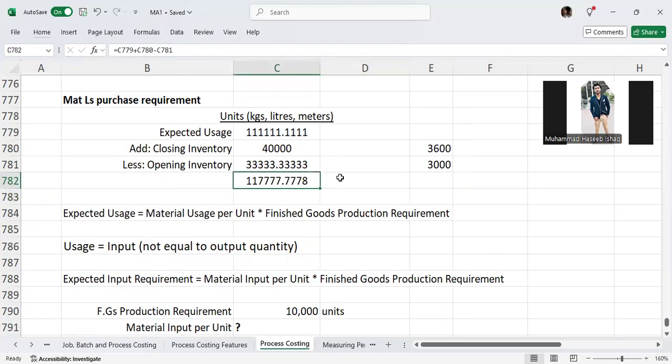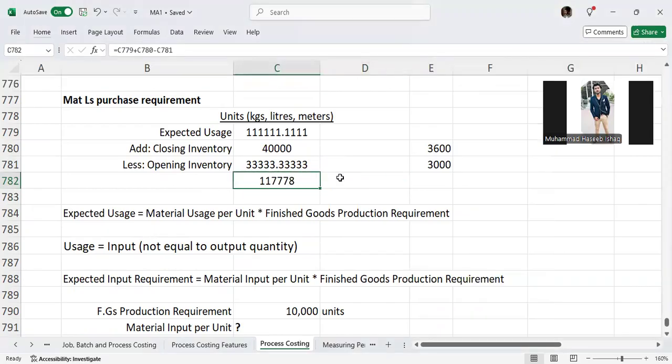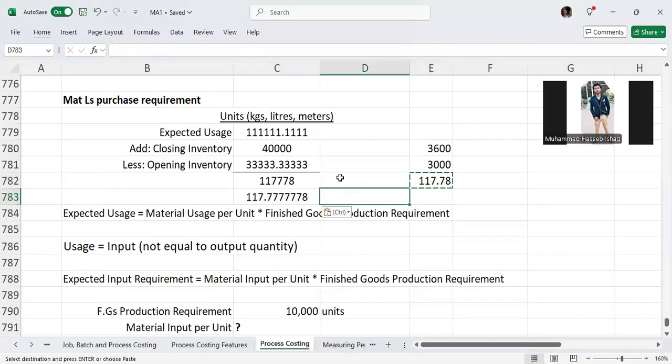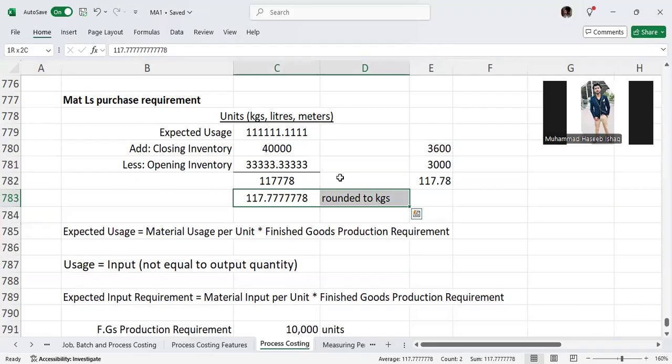This is a very long figure. I can just make it a bit easier to understand. It is 117,778 grams. So you can round it off to kgs. Obviously, the business would be purchasing in kgs. So divided by 1,000. So this is the final answer, rounded to kgs. So this is the answer to this question.